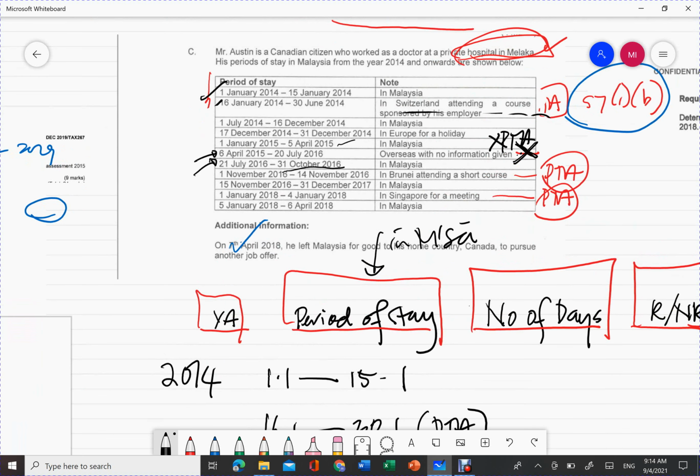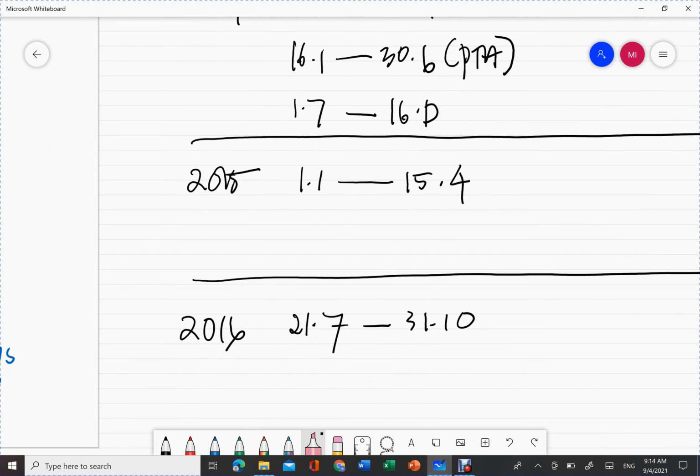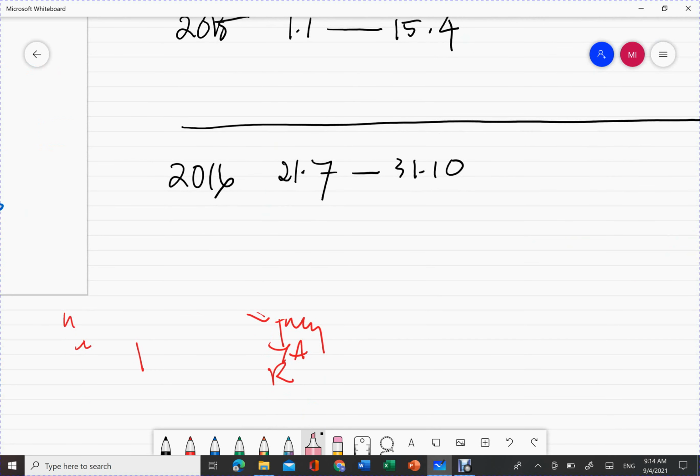Yang ni untuk this period, dia tak ada kat Malaysia because he attended a short course, tapi due to work related, ini ialah permitted temporary absence. So nanti kita akan salin yang ni ya. Yang ni daripada 1st November until 14th of November. Put in bracket permitted temporary absent.